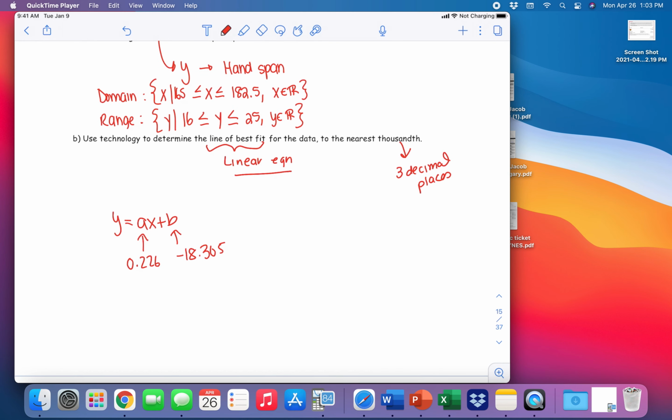So your final step should be to write y equals, and a needs to be replaced with the value of a, which is 0.226 when I round it to 3 decimal places. x should always be there. y and x have to be in there for it to be an equation or a line of best fit. And then subtract, because it's a negative sign, 18.305. So this is the answer I'm looking for, the line of best fit.